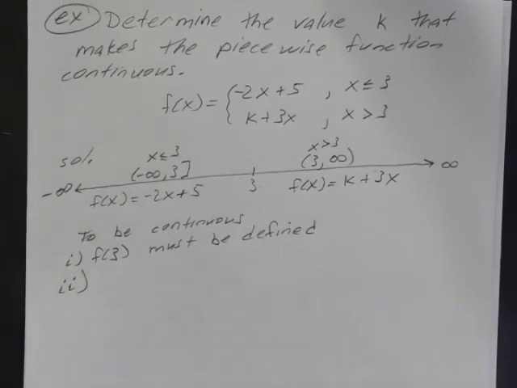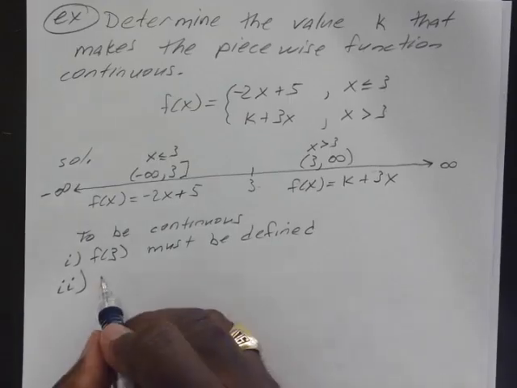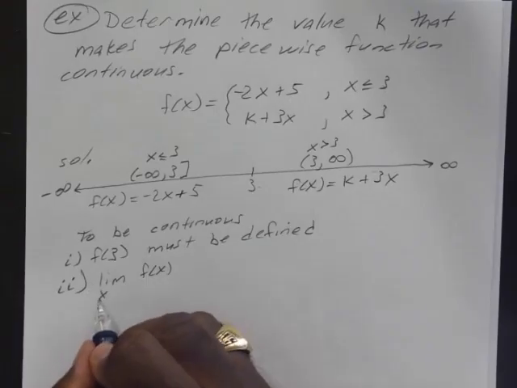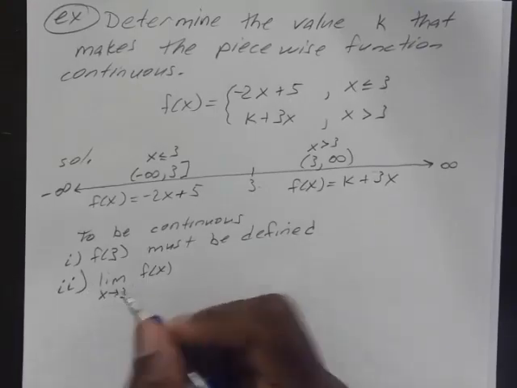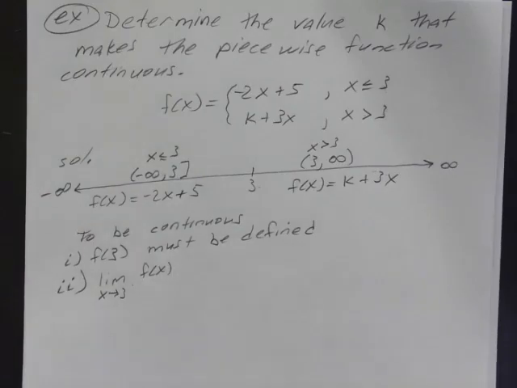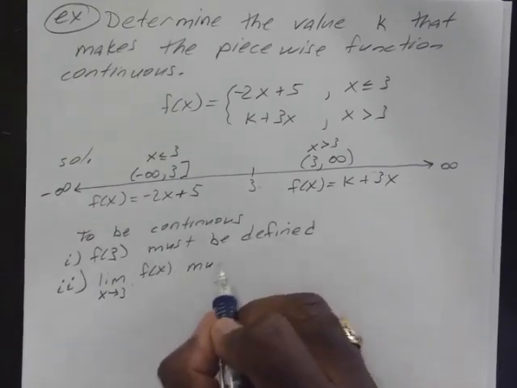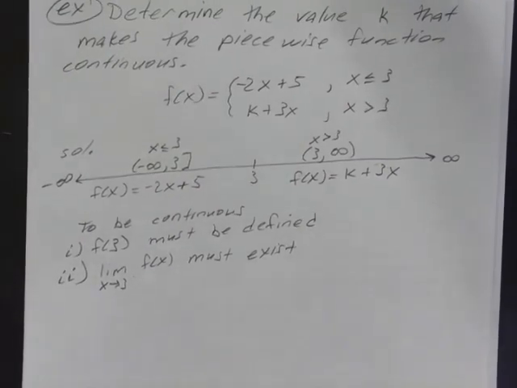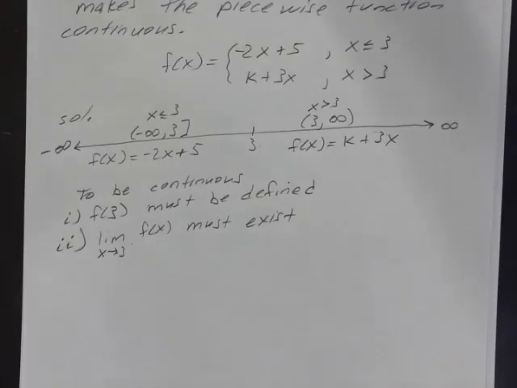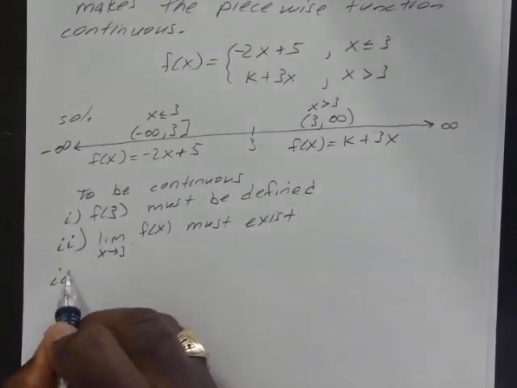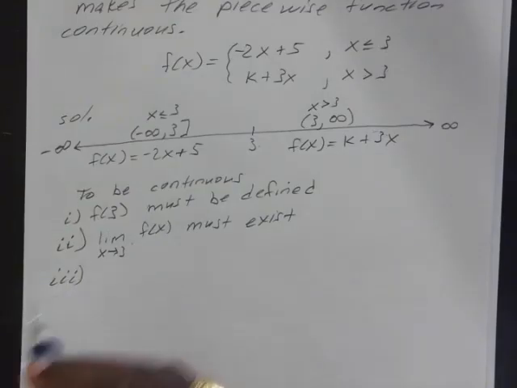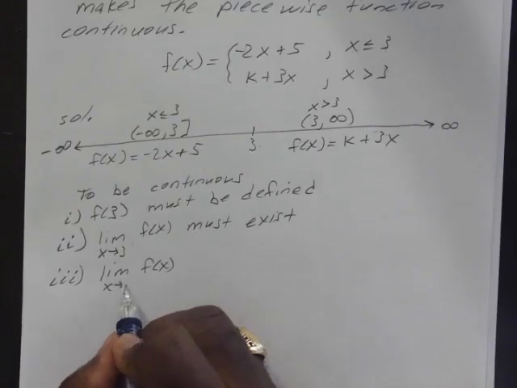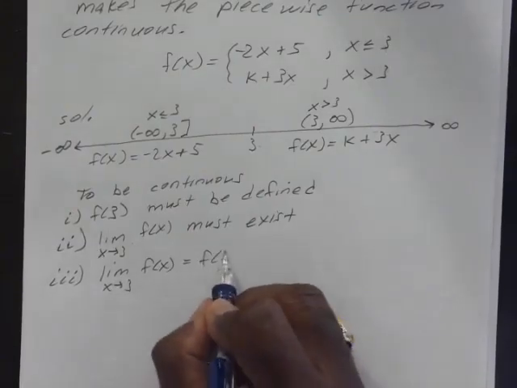The second condition, the limit has to exist. So the limit of f of x as x approaches 3 from the left has to equal the limit of f of x as x approaches 3 from the right. And we know the limit of f of x as x approaches 3 has to equal f of 3.